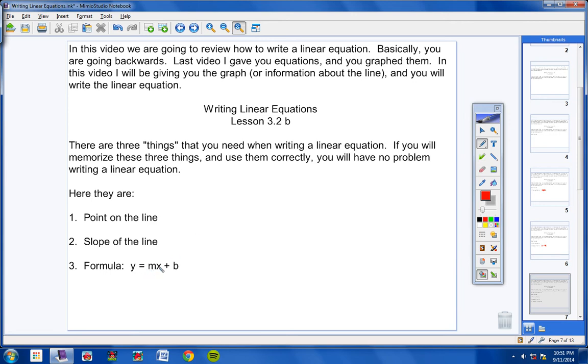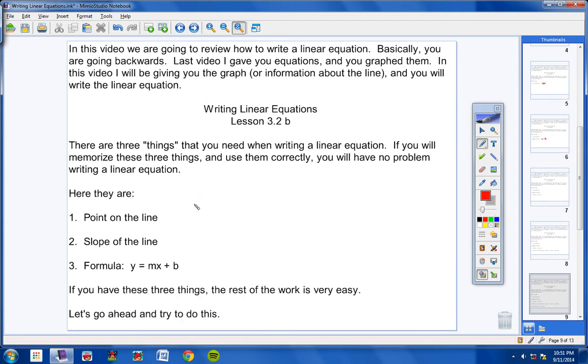y = mx + b. y = mx + b. I'm going to pause for a second. Make sure you have all three of these written in your notes. If you have these three things, it is very easy to write a linear equation. Very, very easy. Okay? So, let's go ahead and get started. Let's give this a try and let's see what happens.